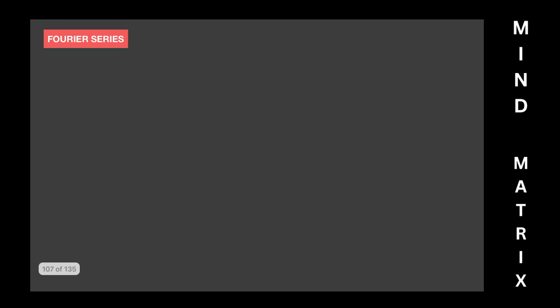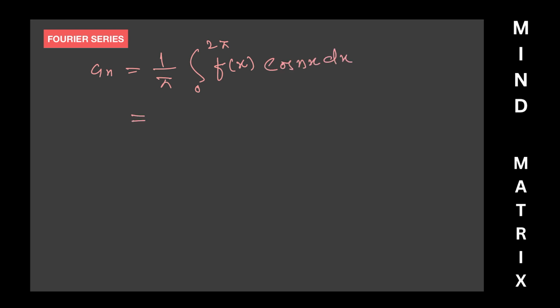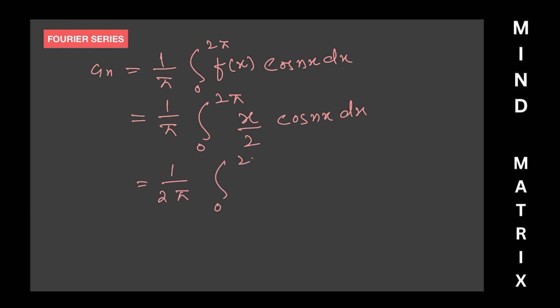Similarly, we will solve for the values of aₙ and bₙ. So now let me write the formula for aₙ. aₙ equals 1/π times the integration from 0 to 2π of f(x) cos nx dx. Put in the value of the function f(x): 1/π, 0 to 2π, the value of f(x) is x/2, cos nx dx. Put the 2 out of this integration, so we will have 1/(2π) times the integration from 0 to 2π of x cos nx dx.